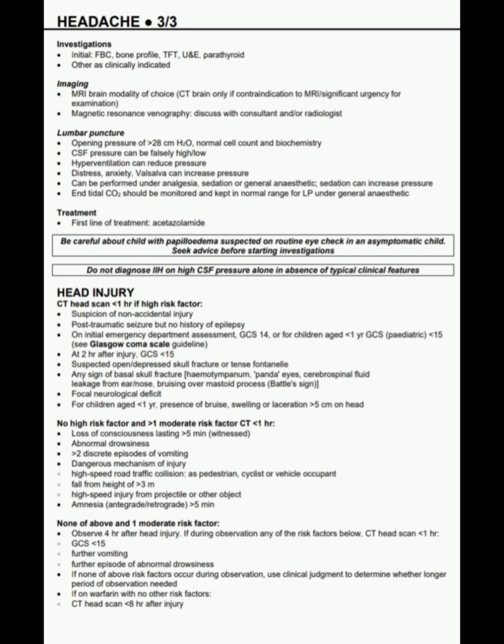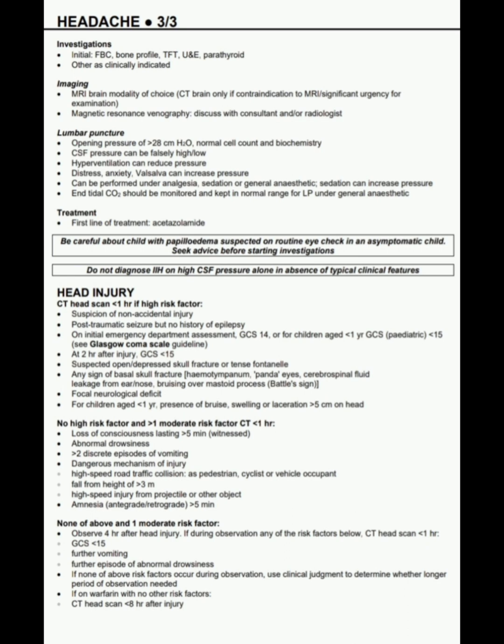Now, head injury. When do we do the CT scan less than 1 hour? If high risk factor: suspicion of non-accidental injury, post-traumatic seizure but no history of epilepsy, on initial emergency department assessment GCS less than 13, or for children aged less than 1 year GCS pediatric less than 15, at 2 hours after injury GCS less than 15, suspected open or depressed skull fracture or tense fontanelle, any sign of basal skull fracture, that is hemotympanum, panda eyes, cerebrospinal fluid leakage from ear or nose, bruising over the mastoid process, Battle sign.